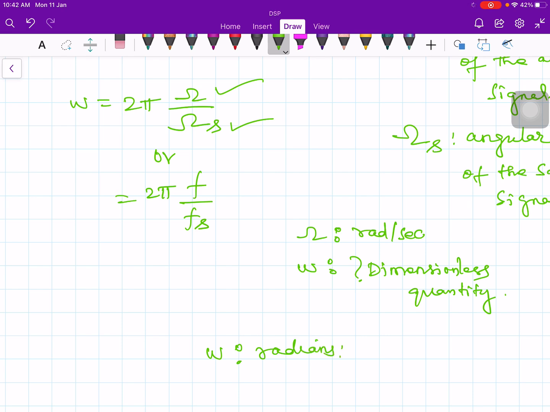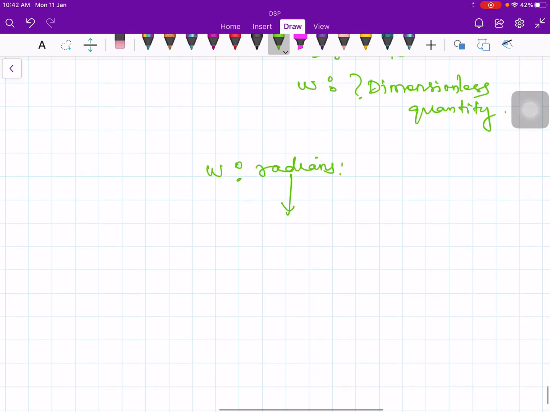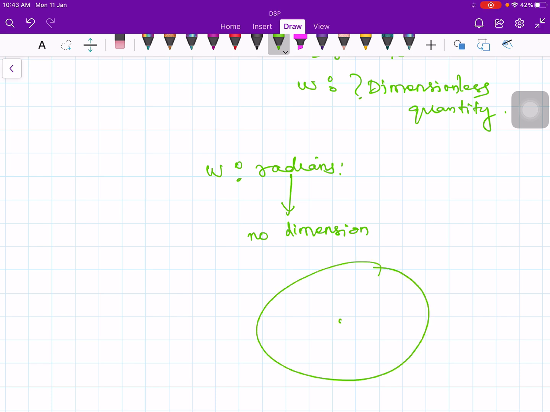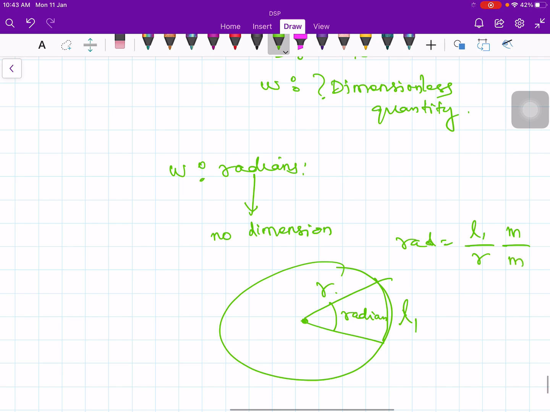See, as I said, small omega is a dimensionless number, but we express it in radians. Why? After all, omega is an angle. So does radian have a dimension? No, this radian doesn't have a dimension. What is radian? It is simply an arc divided by radius. Suppose you have a circle like this, and this radian is equal to arc length, let's say L1, and let's say this is R. So my radian is equal to L1 by R. L1 is measured in meters and R also measured in meters. If you cancel these two, then it is a dimensionless number. So radian is a dimensionless number. It doesn't have any dimension.